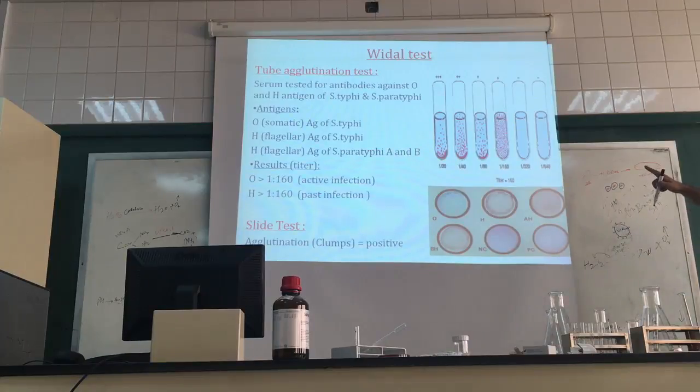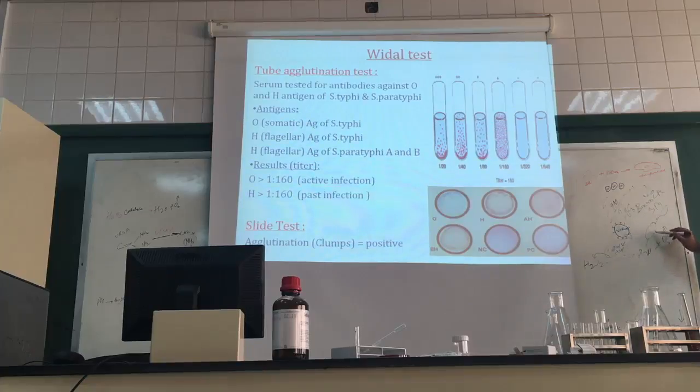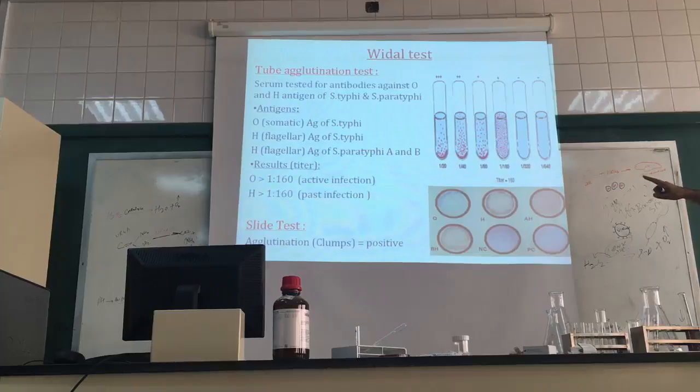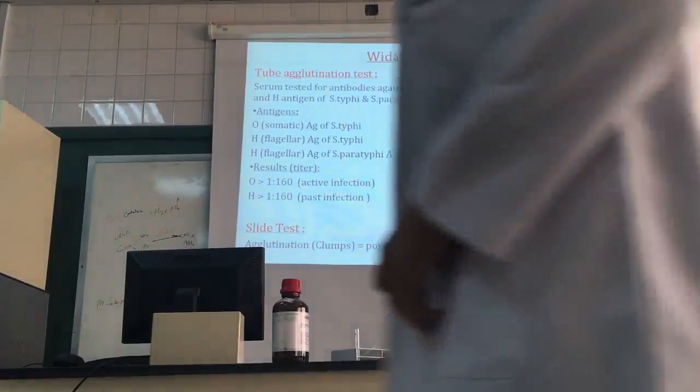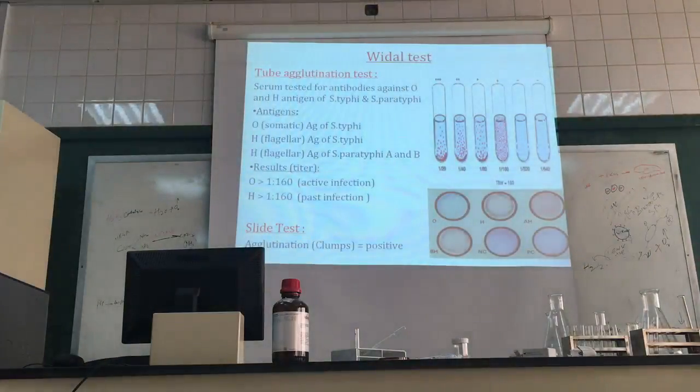The bacteria here, Salmonella, has a flagella, okay? Antigens are O for somatic, the antigen of Salmonella type. Somatic here, this is the O antigen and this is the H. Flagella is the H antigen. Two antigens are here, O antigen and H antigen. Vi antigen also. Vi antigen is for the capsule. O is from the body of the microbe and H is for flagella.